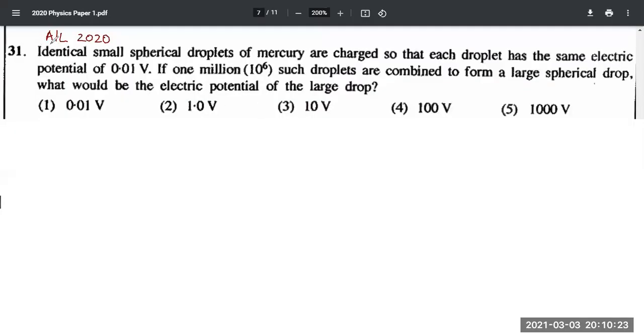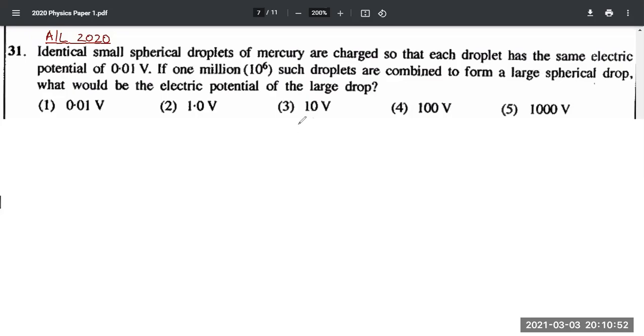The next question is from AIIMS 2020, not really a question on capacitance, but one of the latest questions about capacitance. So let's see what this is all about. Identical small spherical droplets of mercury are charged so that each droplet has the same electric potential of 0.01 volts. If 1 million such droplets are combined to form a large spherical drop, what will be the electric potential of the large drop?